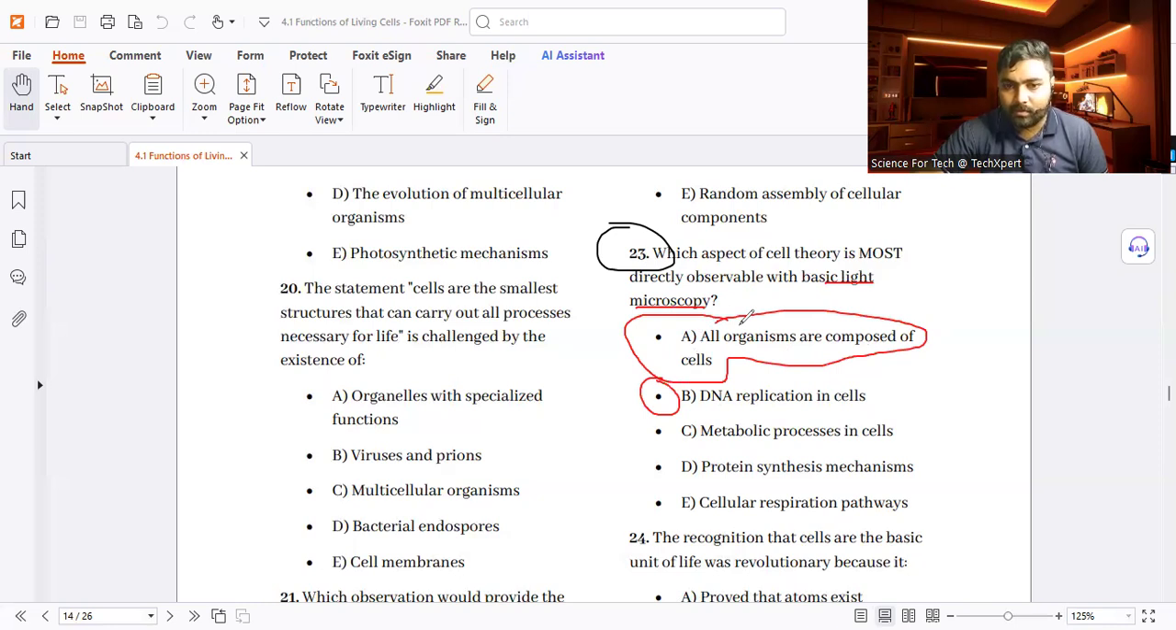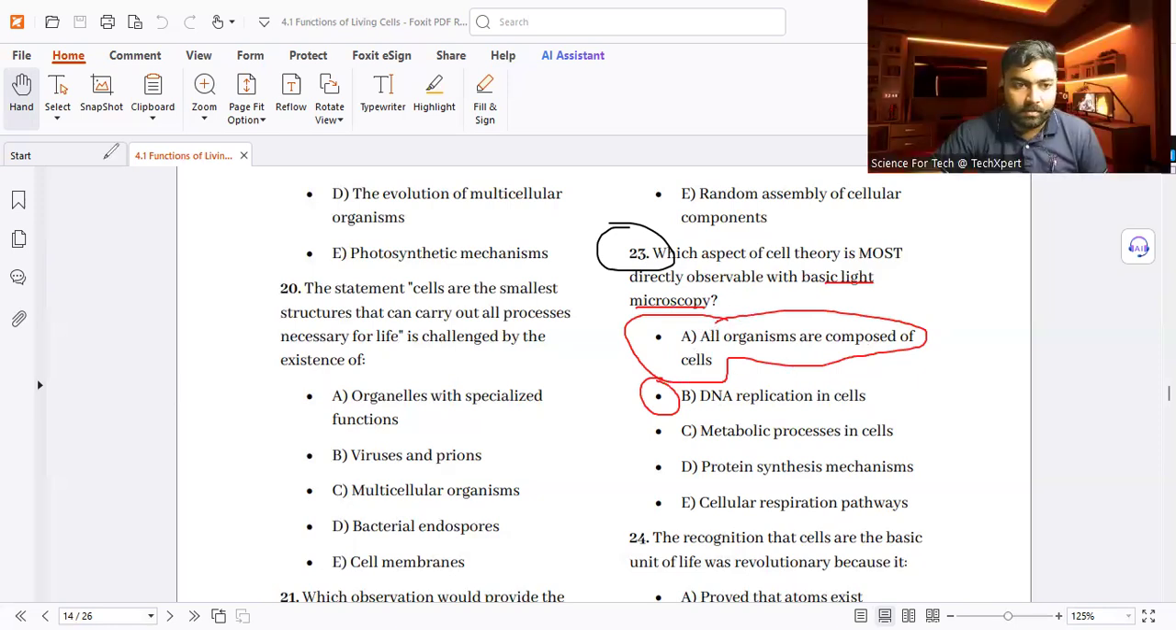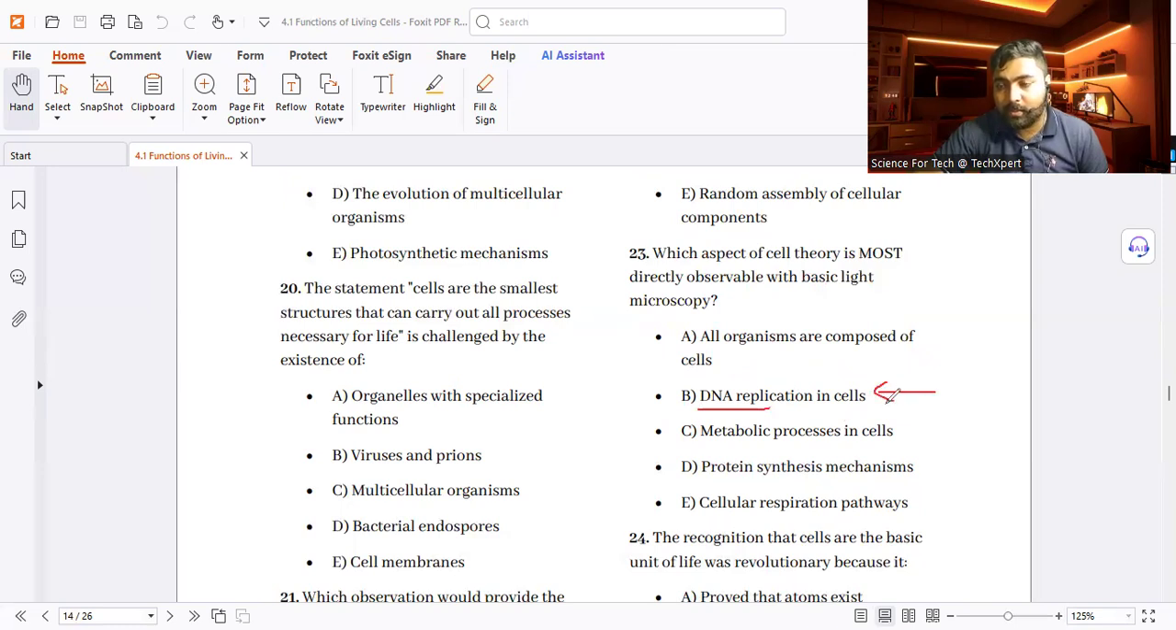Understood? Yes, sir. You can easily see these cells. The thing is, DNA replication is within the nucleus. Okay, you can see a nucleus, but within that nucleus there is the nucleoid. In that nucleoid, DNA replication happens. You cannot see that. You can see the nucleus, but the nucleoid you cannot see.